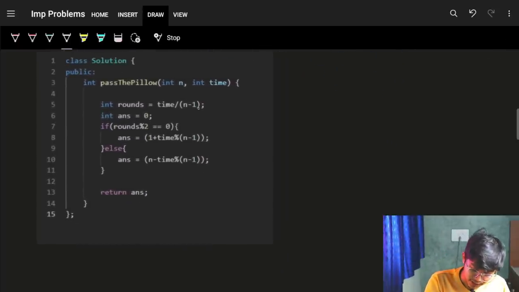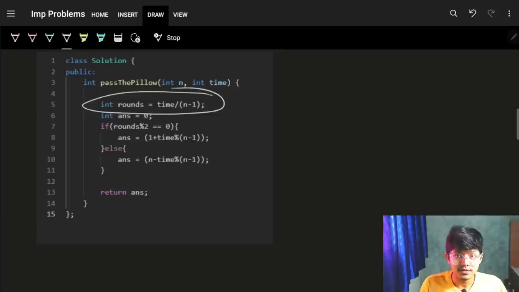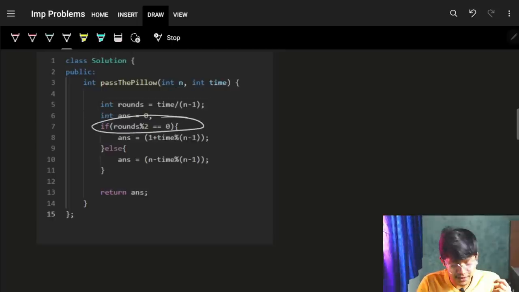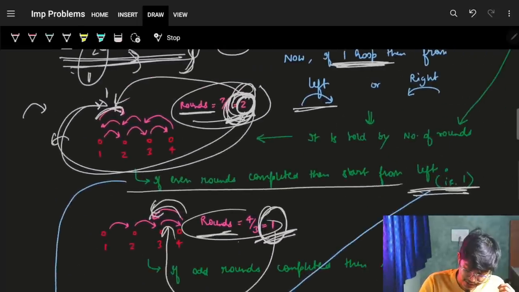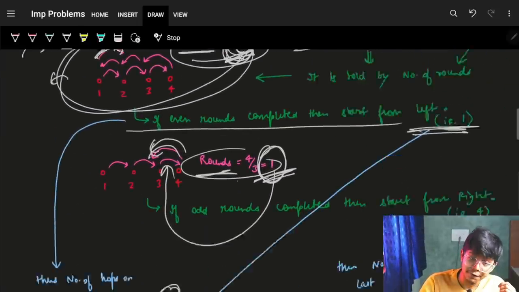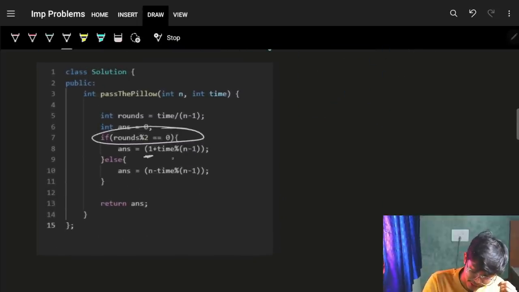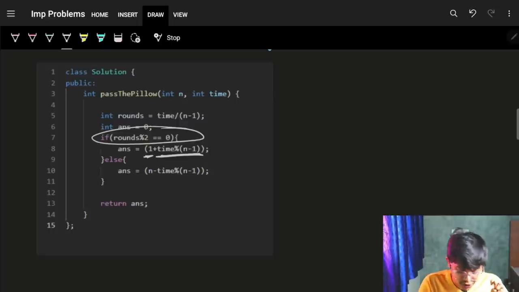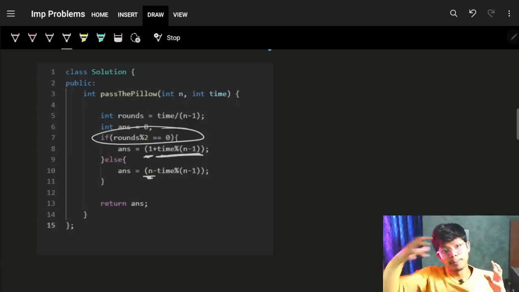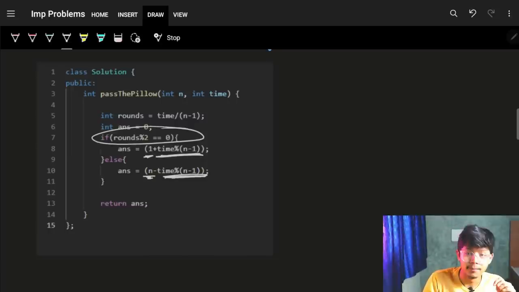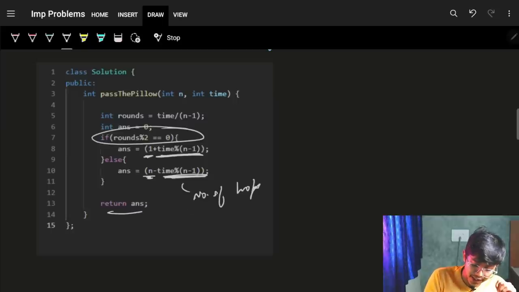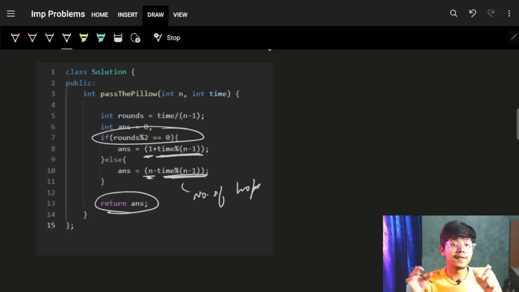It's just pretty simple. Firstly, I found the number of rounds which are there. Now if the number of rounds is even, which means the case right here, I'll start from left. So I just did 1 plus the number of hops remaining. If it is not the case, which means the number of rounds was odd, so I just do from back, which means n minus the number of hops. And ultimately, I need to return my answer, which is actually the final location.